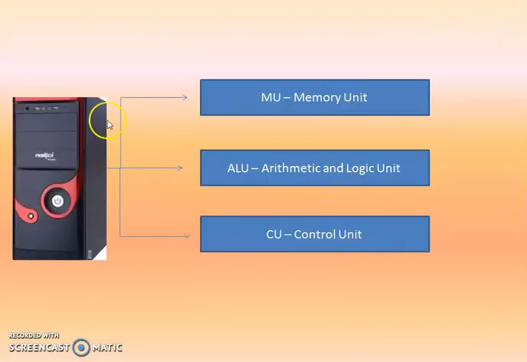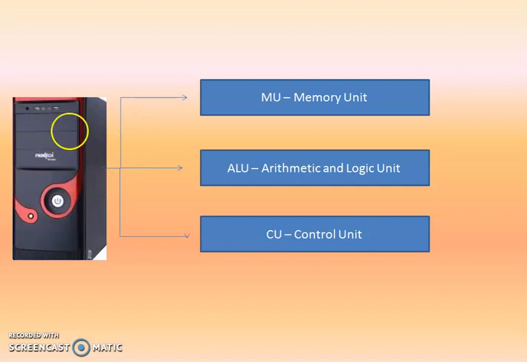Internally, this box is not only the CPU. Inside this box there are many different devices, like pen drives, CD drives, DVD drives, the motherboard, and many more. Many devices are installed in it. But if we are talking about the processor or the CPU, it contains majorly 3 main parts.